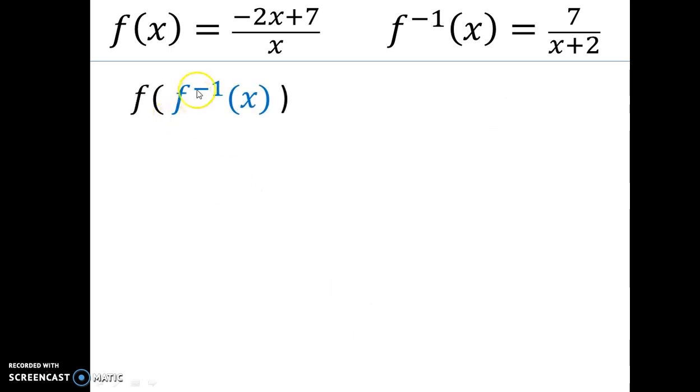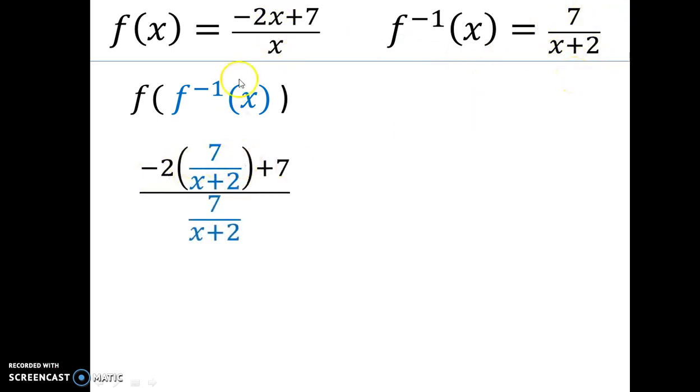So now let's try putting the inverse into the original. So here's your original, and in that original, we're going to replace the x's with the inverse. So that x and this x will both be replaced with this inverse. So here it is written out, that function written out here. Both x's have been replaced by the inverse. Okay, so now how do we do this?